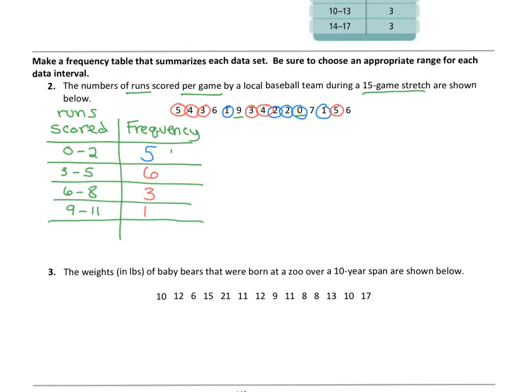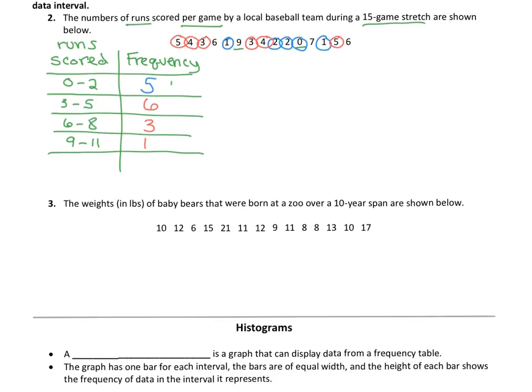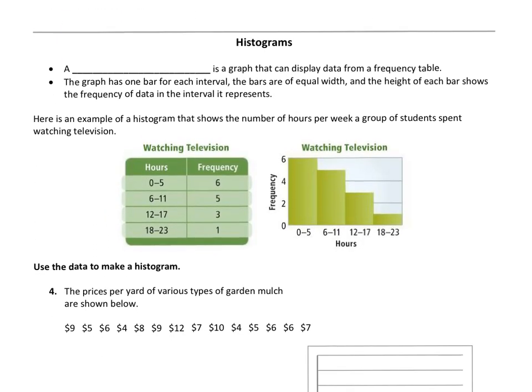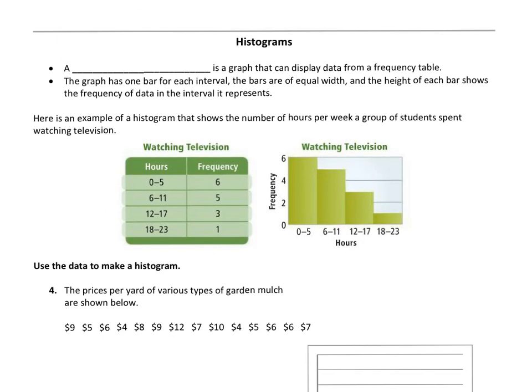So we use a frequency table to then create a histogram. So we're going to skip example 3 and go straight down to histograms. A histogram is a graph that can display data from a frequency table. So it's basically taking that frequency table and putting it into a graph.